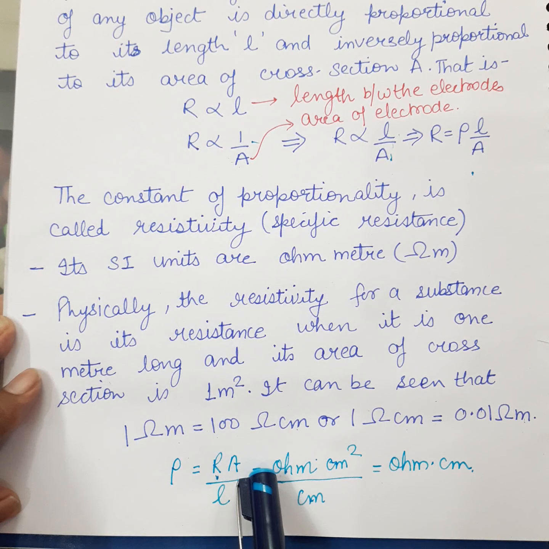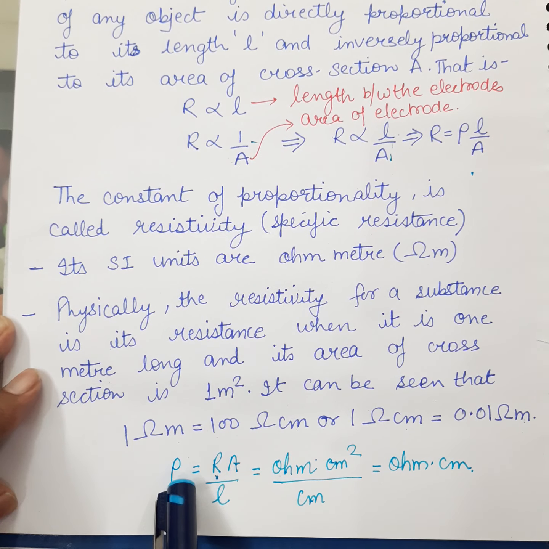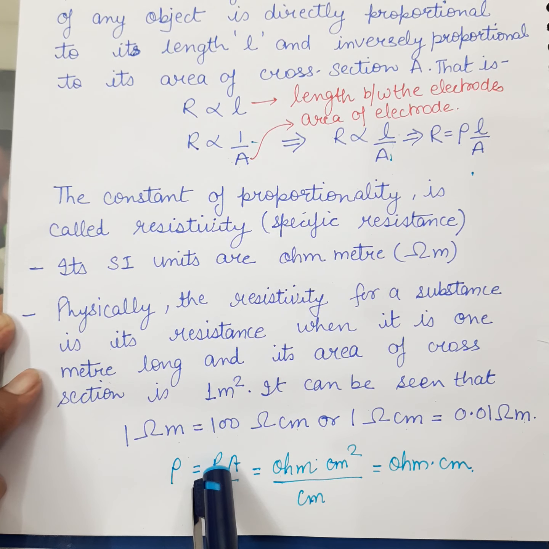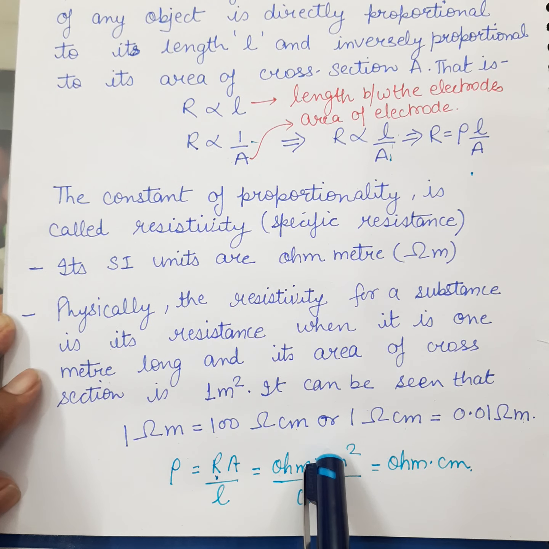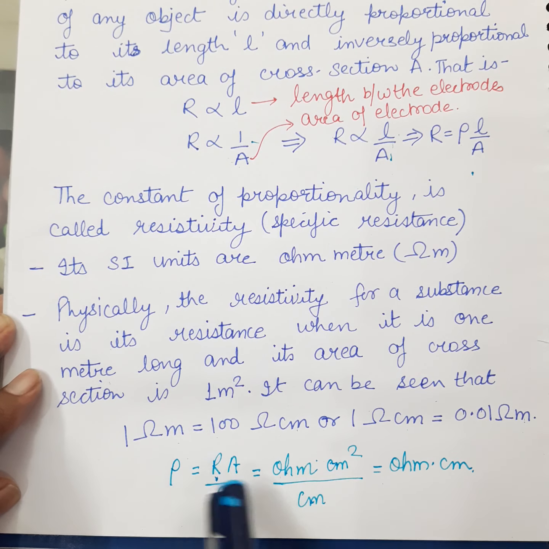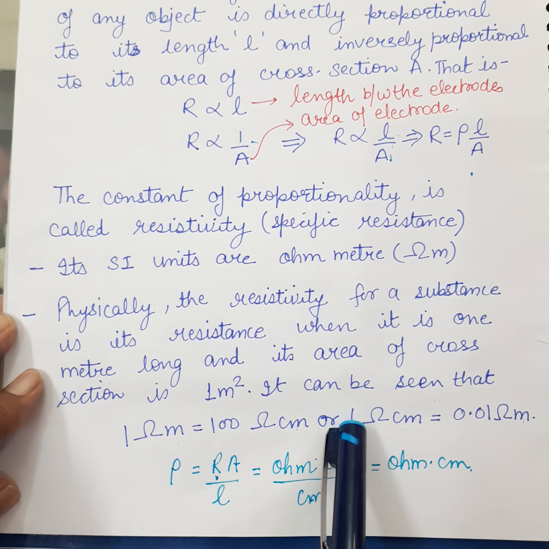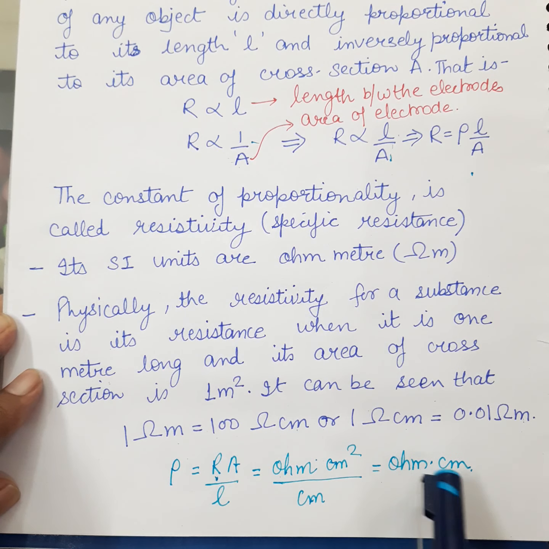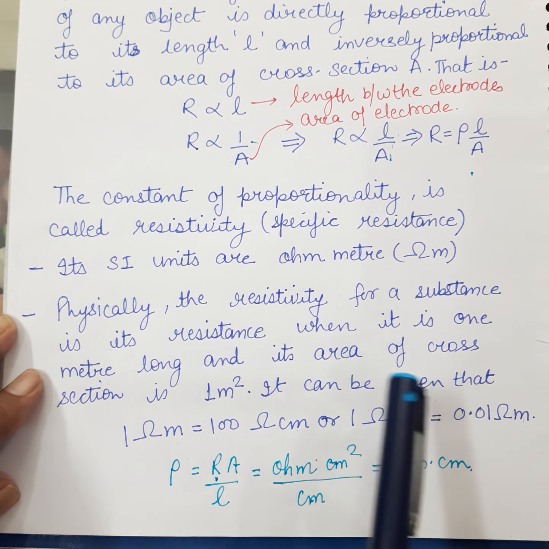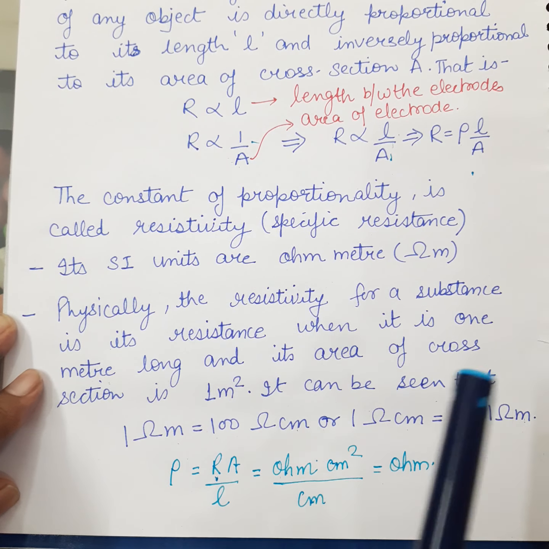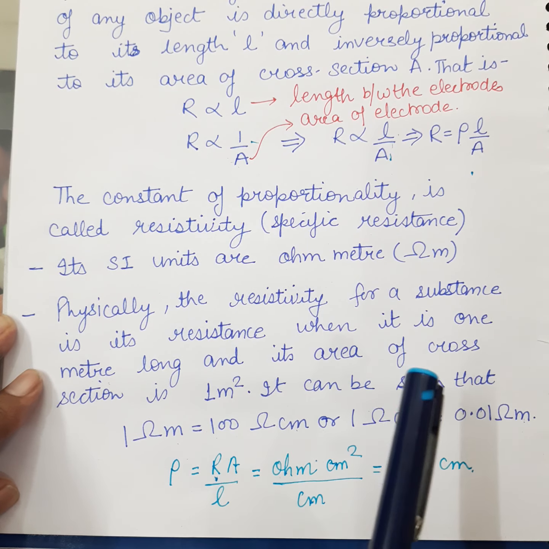Okay, RA upon L. What is R? Resistance. So resistance is ohm. And what is A? Area is the cross section area of the electrode, so its unit is centimeter square. You can write meter square also. Divided by the length, which is in centimeter. So 1 centimeter is going to be cancelled out from the numerator. And what we have is ohm into centimeter, or we can write ohm into meter. Okay, so this is how we can find the unit of resistivity.